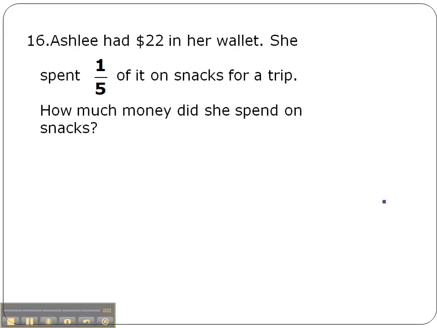Ashley had $22 in her wallet. She spent 1/5 of it on snacks for a trip. How much money did she spend on snacks? So 1/5 of 22. 1/5 of 22 is multiplication. 1/5 times 22. And we can express 22 as a fraction, 22 over 1.